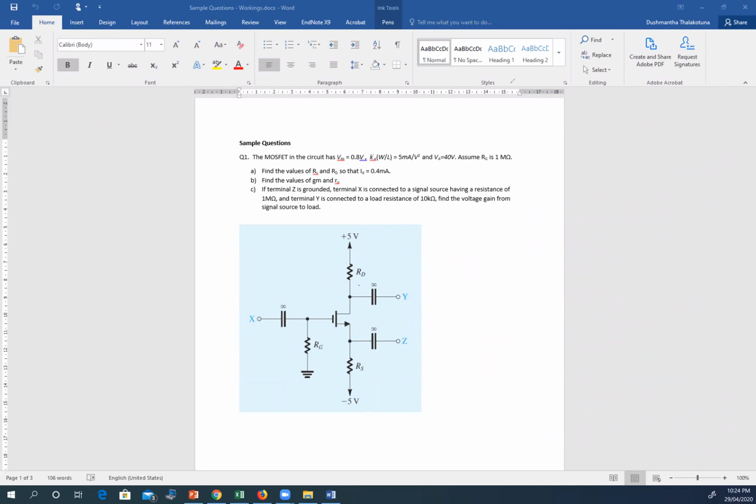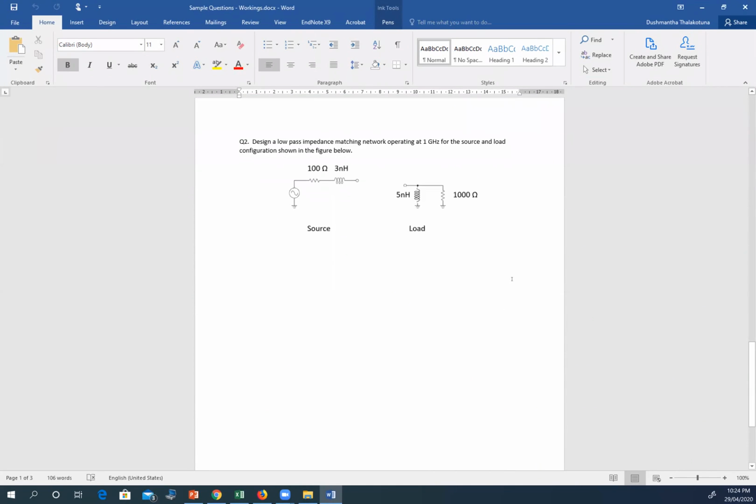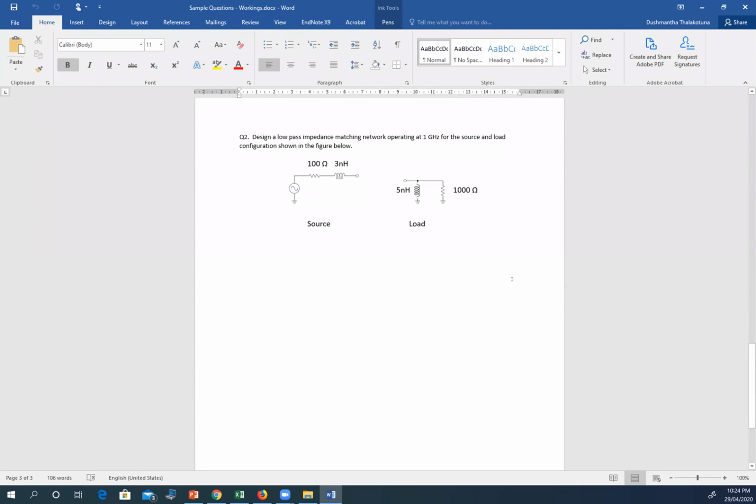Okay, now let's go to the next question, question 2. This is a question similar to one we did in the class, so I'll just do another one to get yourself familiar. Design a low-pass impedance matching network operating at 1 GHz for the source and load configuration shown in the figure below.